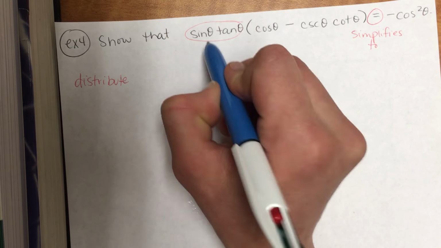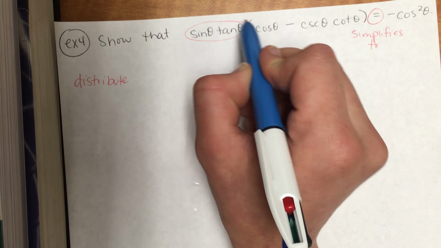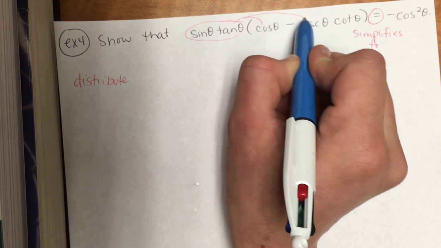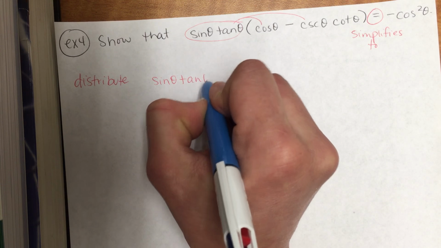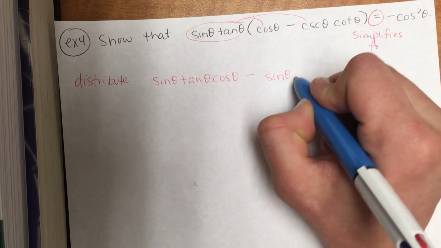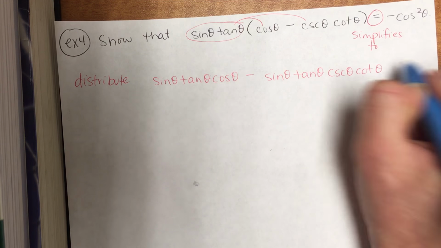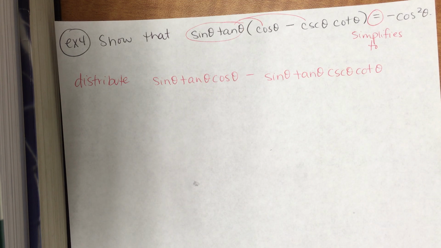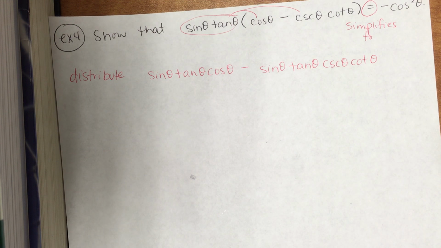Unlike last time, there's not a plus sign between here, so I'm going to take this whole piece, sine and tangent, together and distribute it to the two pieces here. So I'll have a sine theta, tan theta, cosine theta, minus a sine theta, tan theta, cosecant theta, cotan theta. I don't have any like terms. This one has 3 pieces, this one has 4, so clearly those aren't the same.